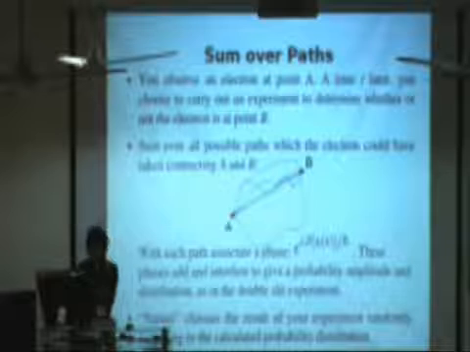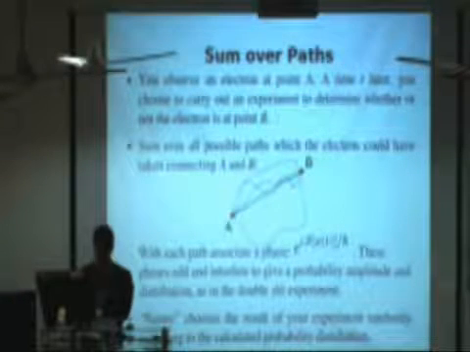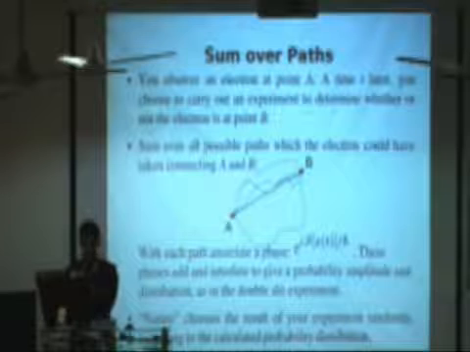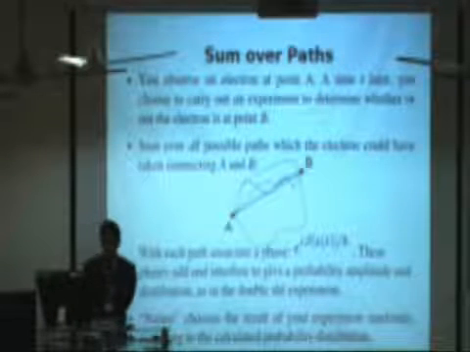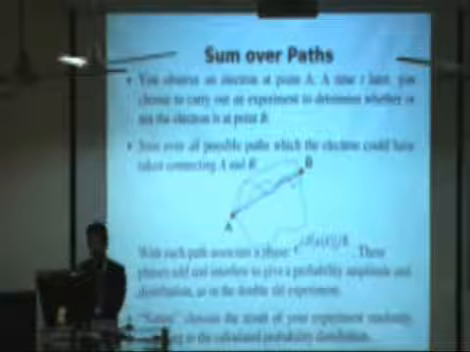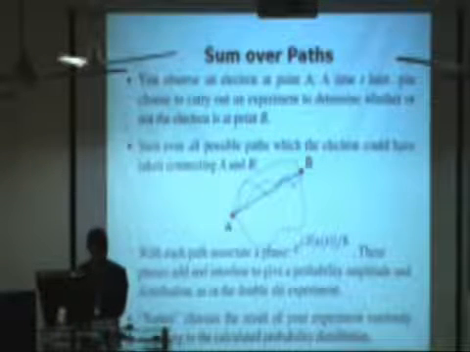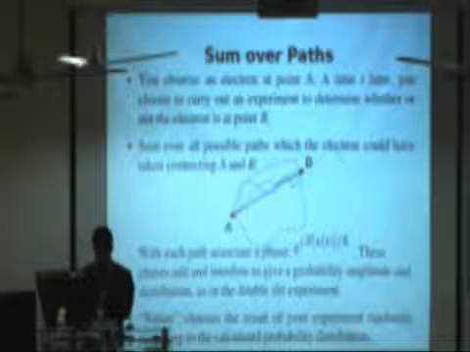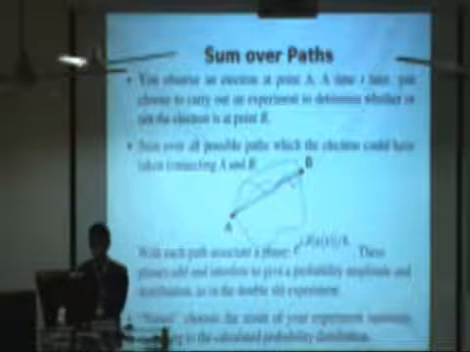To general systems, the basic postulates of quantum mechanics can be stated as follows. Say you observe an electron at point A. At time t later, you choose to carry out an experiment to determine whether or not the electron is at point B. This is the input from the experimenter in choosing what experiment to set up.